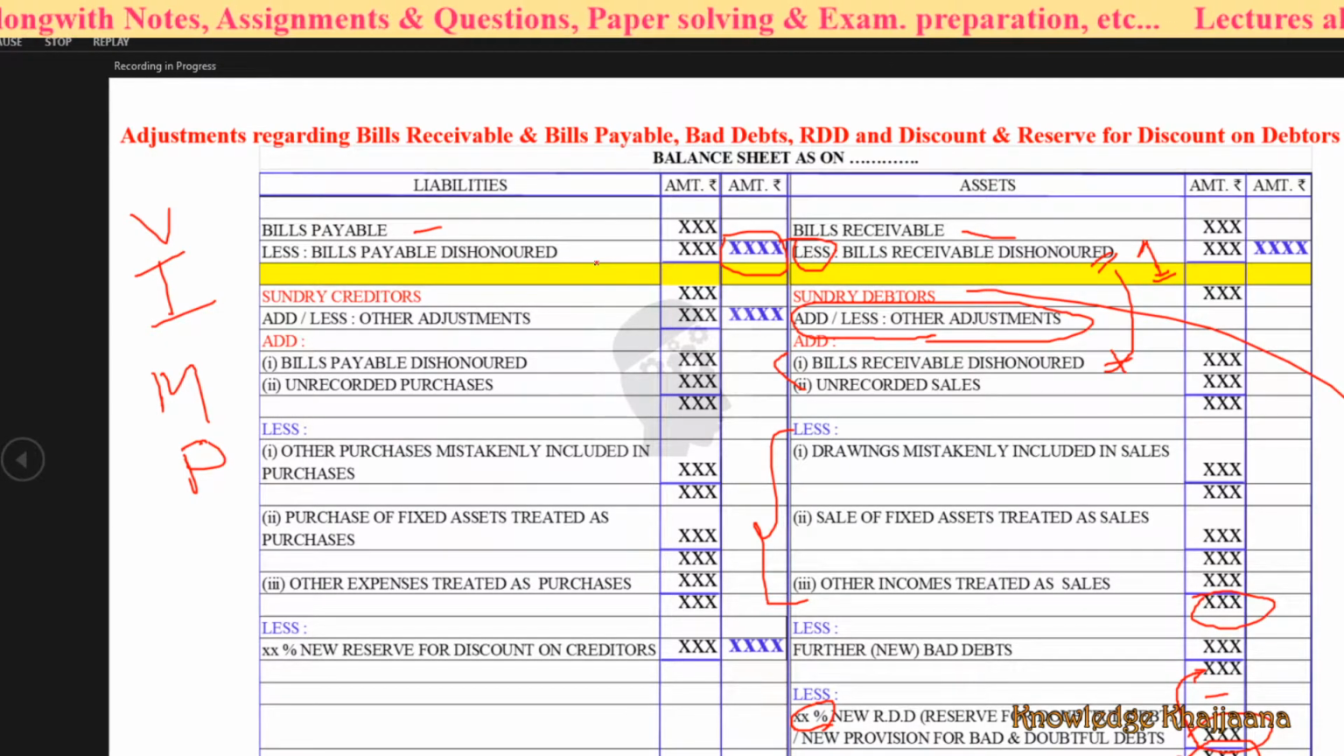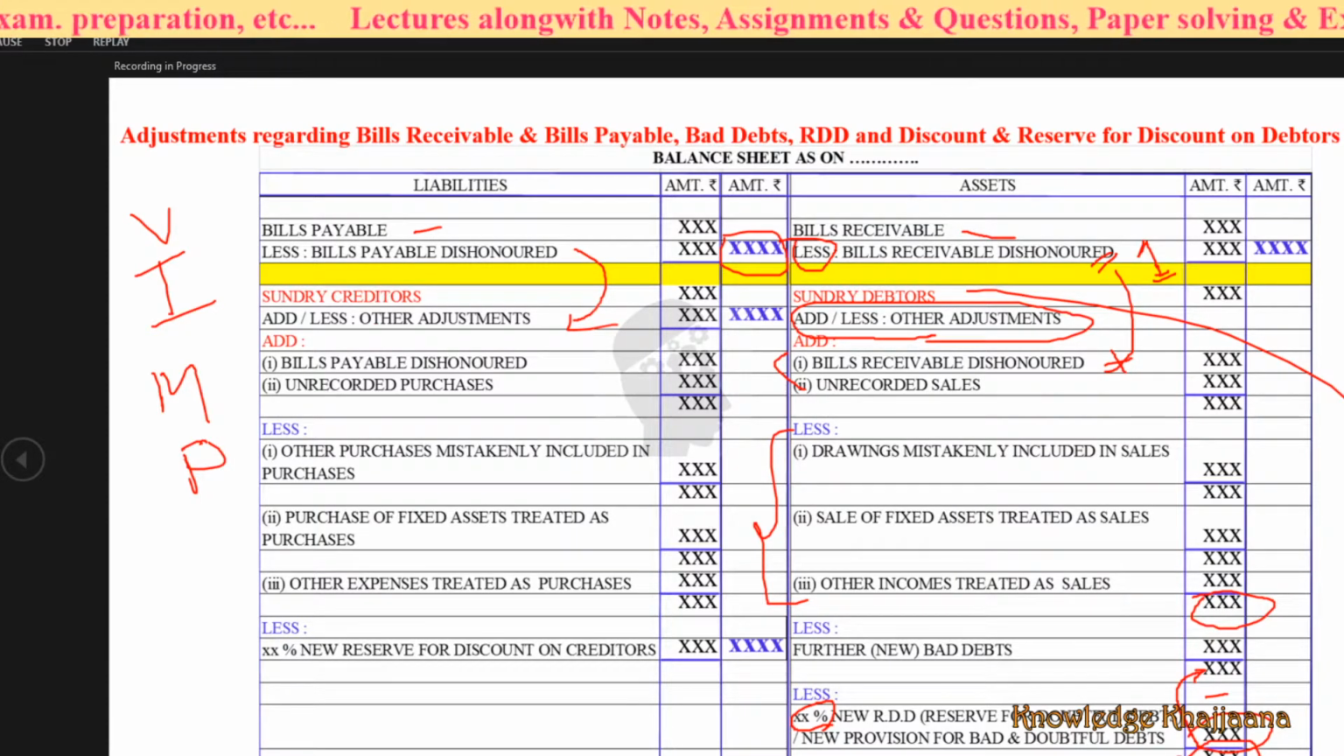Okay, so for the time being, the liability of bills payable has been decreased, because we didn't pay. But that is a liability for us. We have to pay it someday. So that much amount will again come to sundry debtors, sundry creditors, sorry. Okay, that much amount will again come to sundry creditors.